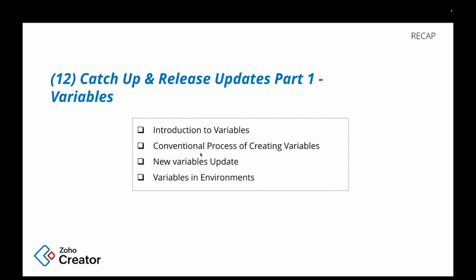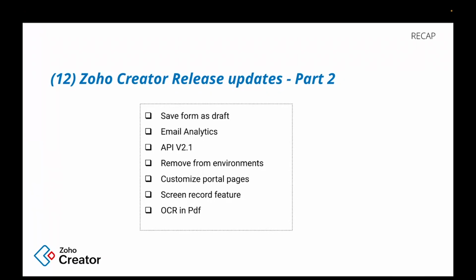This is the catch up and release update part 1, which is the continuation of the previous session, in which we learned about the introduction to variables, the conventional process of creating variables, new variables update, and variables in environment. Then we had another session, part two, in which we learned about save form as draft, email analytics, API version 2 and 2.1, remove from environments, customize portal pages, screen record feature, and how a PDF can be used in OCR. So this was our last Tech Connect series.